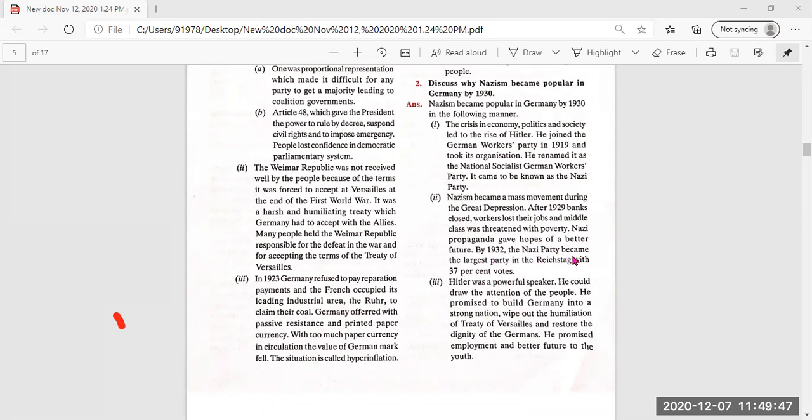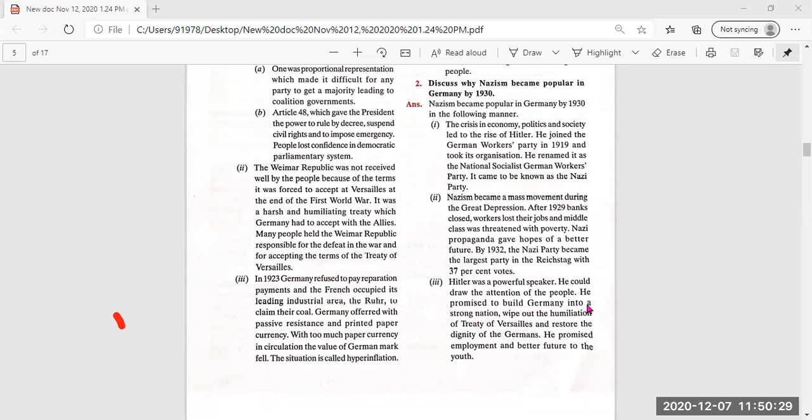In 1932, the Nazi Party became the largest party in the Reichstag with 37 percent of votes, and that is why Hitler came to power. As Hitler was a powerful speaker, he attracted more and more people towards the Nazi Party, and he could draw the attention of the people.